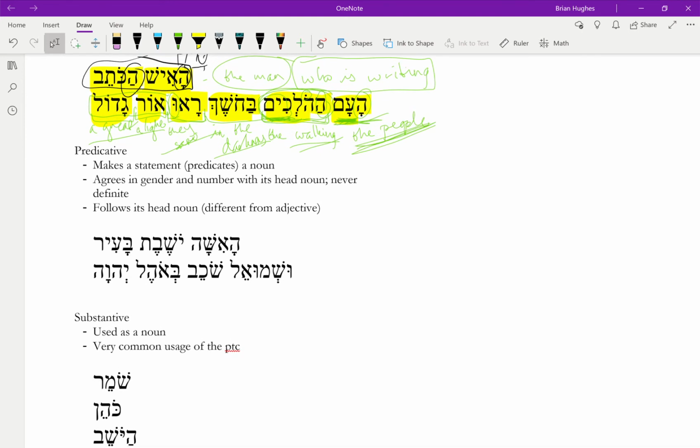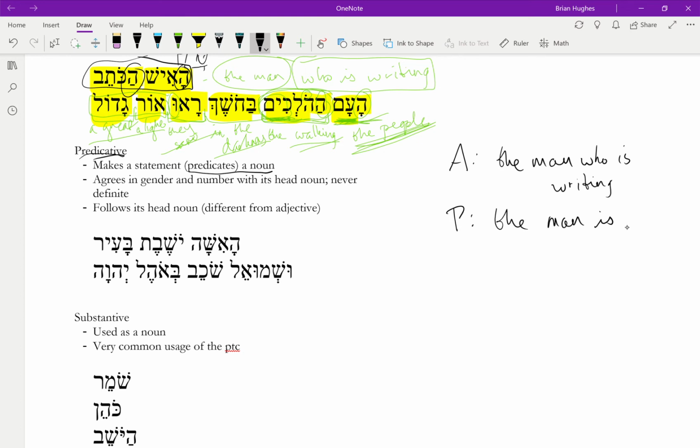The predicative use of the participle, it makes a statement, it predicates something about a noun. So instead of the attributive use, which would be the man who is writing, right? It's giving us an attribute for the man. A predicative use would just be the man is writing. So it's forming a sentence. It's predicating something about the man. It's describing him in a way that's trying to add something to him. So they don't form a single syntactical unit. It forms a small sentence in itself.